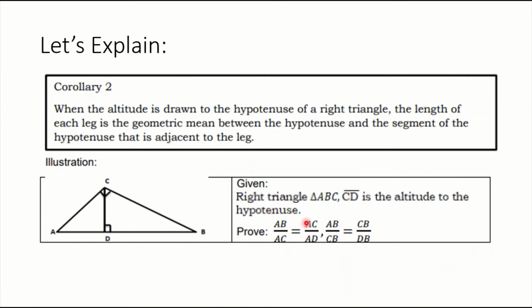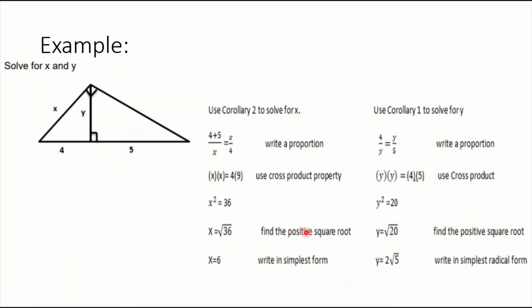So, nagamit natin yan. Then, multiplying across, 4 plus 5 is 9. 9 times 4, then x times x. x squared is equal to 36. Extracting the square root, x is equal now to 6, because the square root of 36 is 6. So, the value of x is 6.